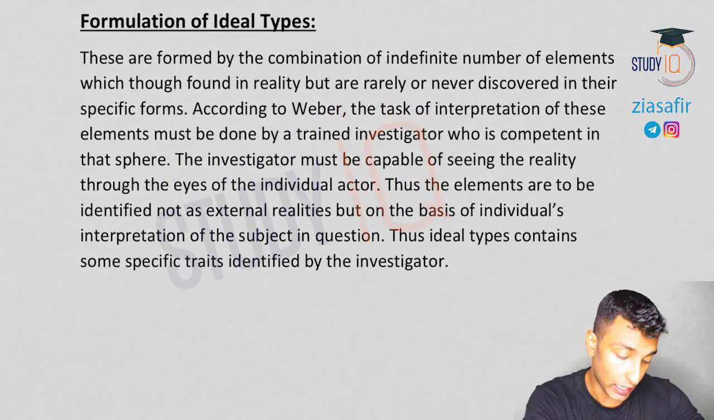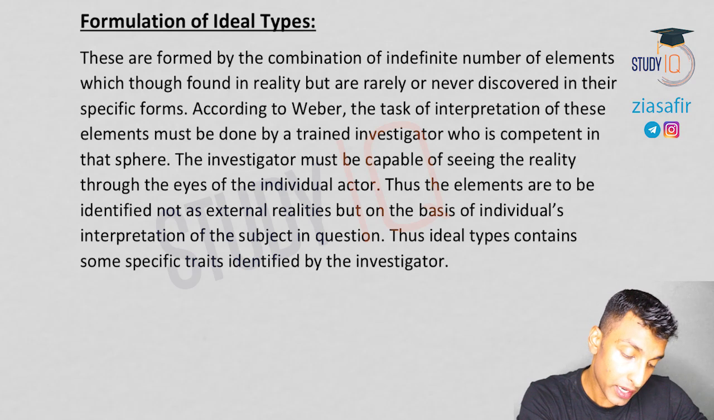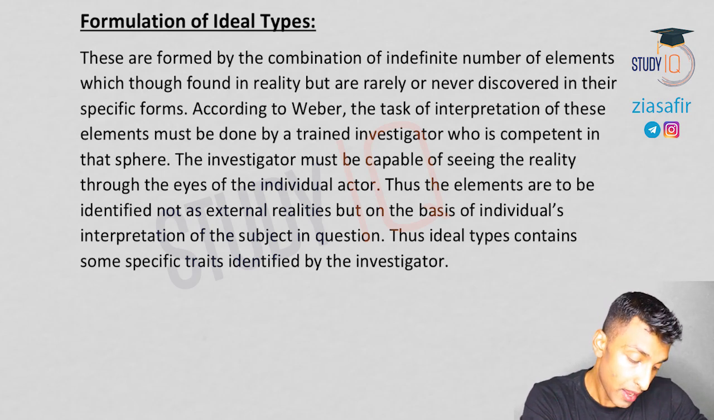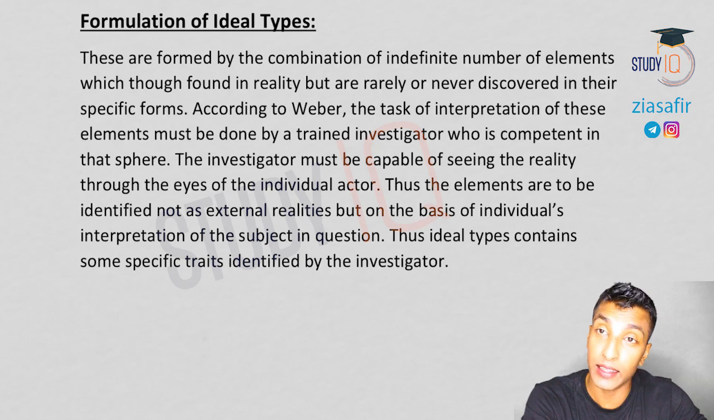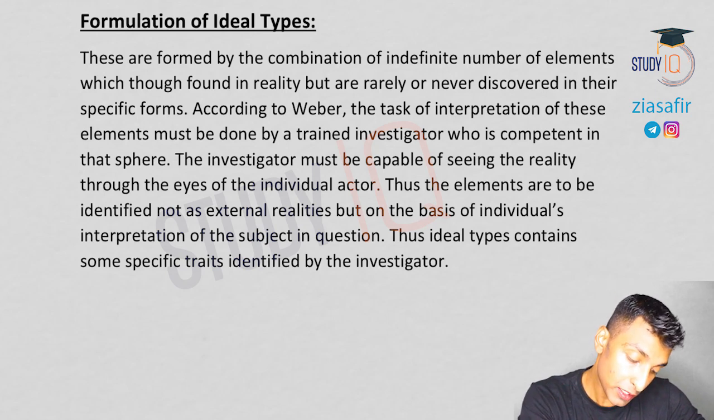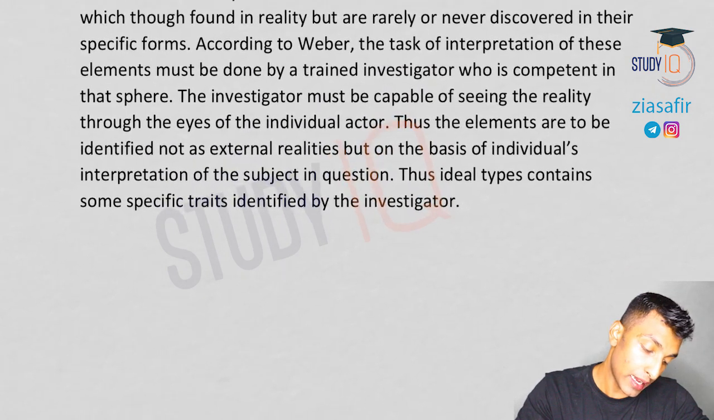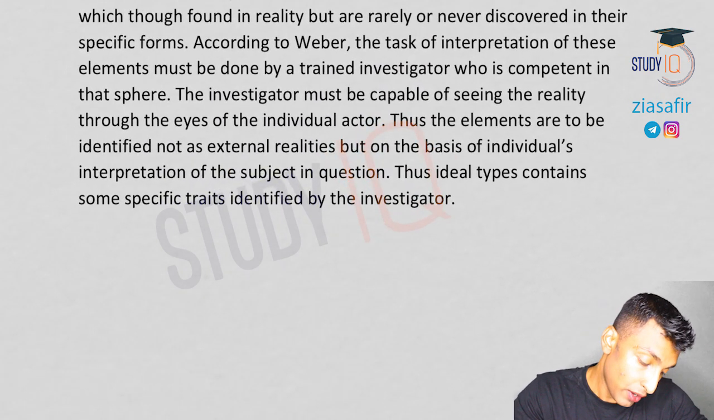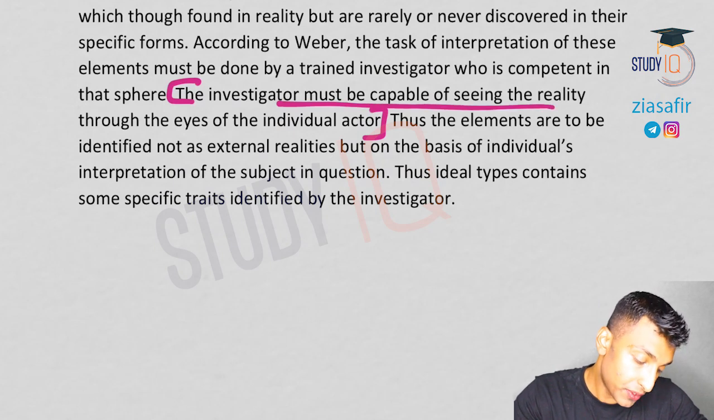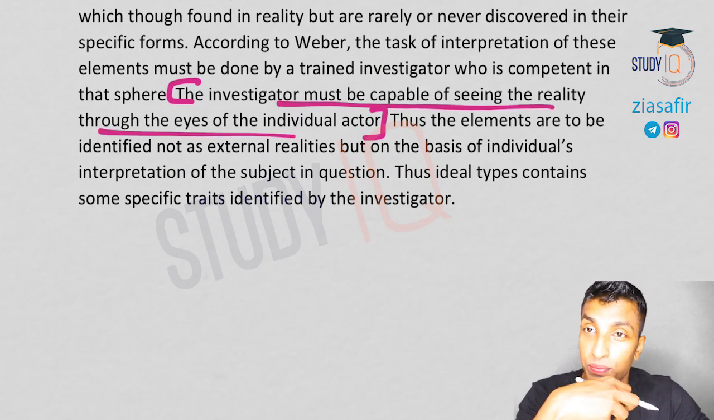Now, formulation of ideal types. These are formed by the combination of an indefinite number of elements, which though found in reality, are rarely or never discovered in specific forms. According to Weber, the task of interpretation of these elements must be done by a trained investigator who is competent in that sphere. The investigator must be capable of seeing the reality through the eyes of the individual actor. So if I am doing some action and somebody is studying that, the investigator must be capable of seeing the reality through the eyes of the actor.